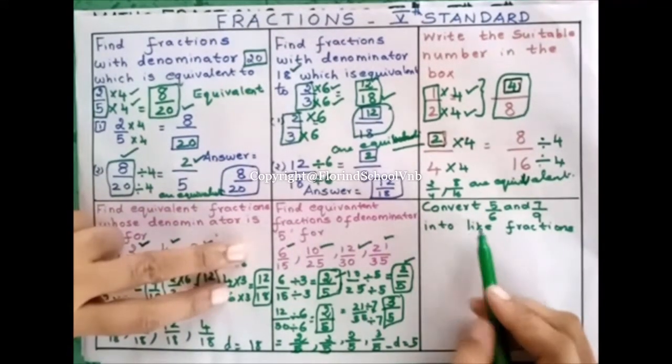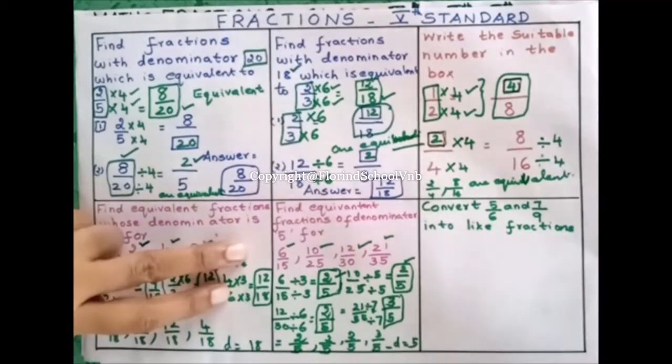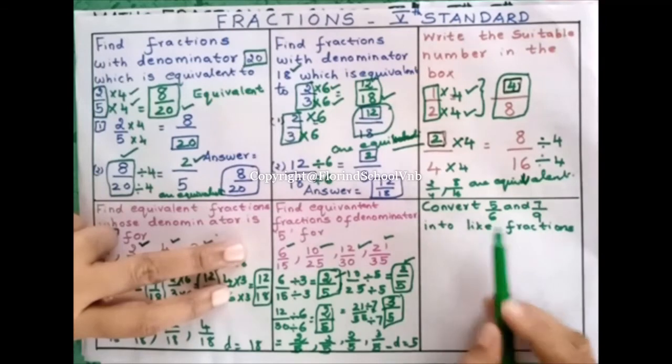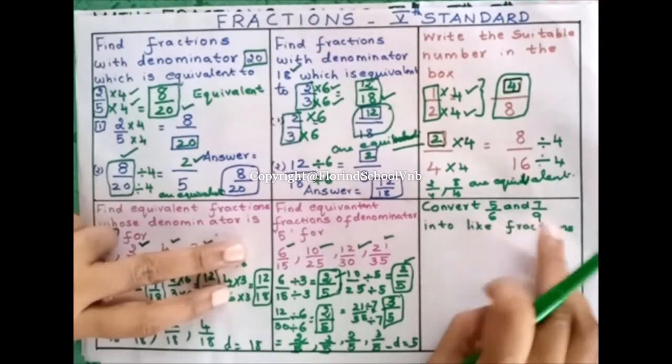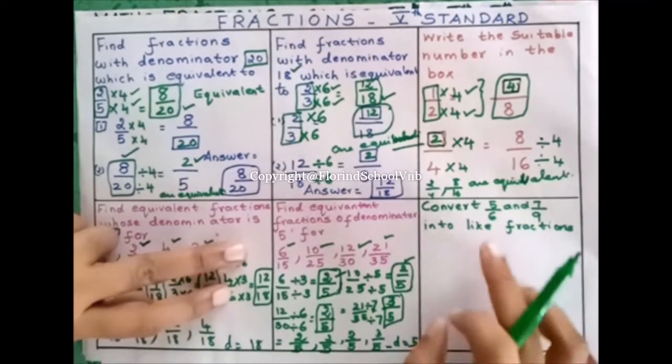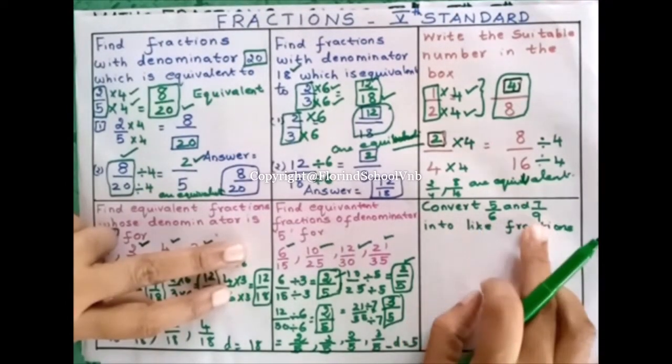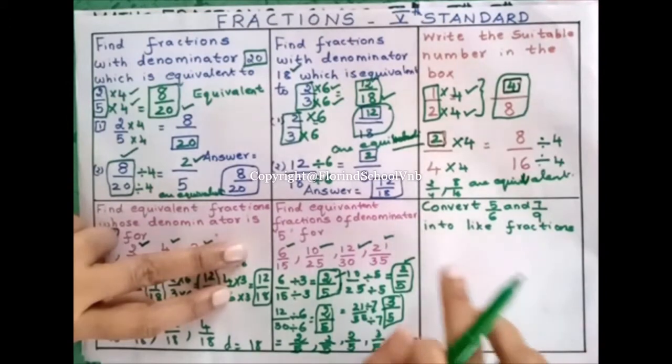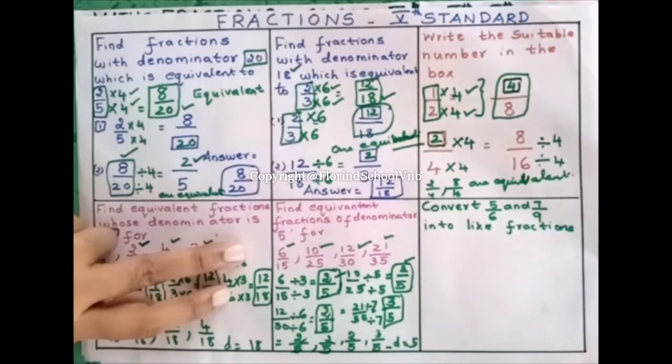Now, can you find out this? What are like fractions? Like fractions should have the same denominator. Unlike fractions will have different denominators. Now this is an unlike fraction because you have 6 and 9, different denominators. Now we have to convert these different denominators into like fractions having the same denominators.